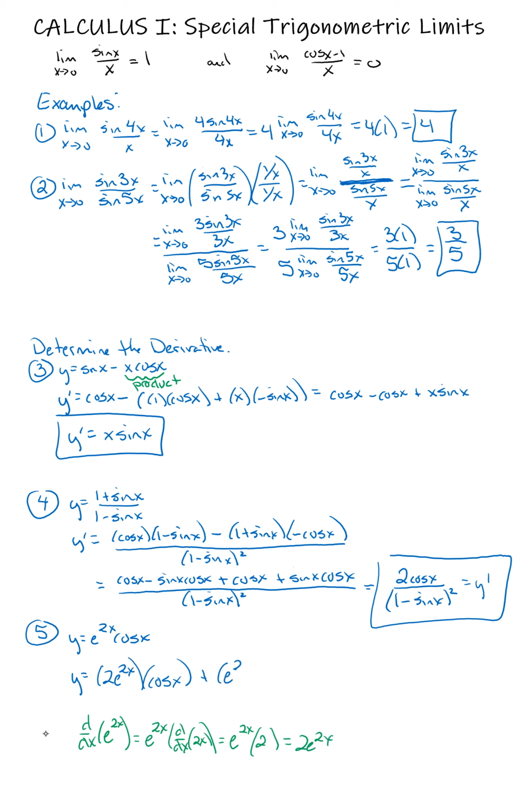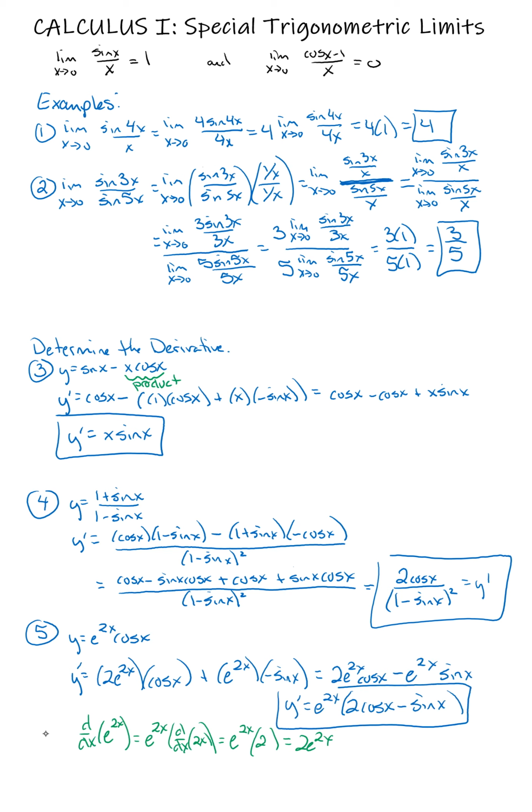Plus, now we're going to take the first as is, times the derivative of the second, that's negative sine. So we end up with 2e to the 2x cosine x minus e to the 2x sine x. It is common practice to go ahead and factor out that e if we can, and I see we have e to the 2x in both cases. So, that's supposed to be a y prime there. y prime is e to the 2x times 2 cosine x minus sine x. And there you go.